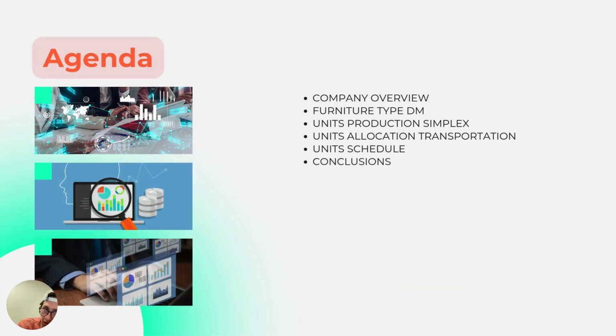I'm going to tell you about the agenda of this project. Our presentation is divided into four sections: the market information and decision modeling, units production using the simplex method, units allocation using the transportation model, and units scheduling using CPM and project crashing. We will finish with conclusions and managerial recommendations.